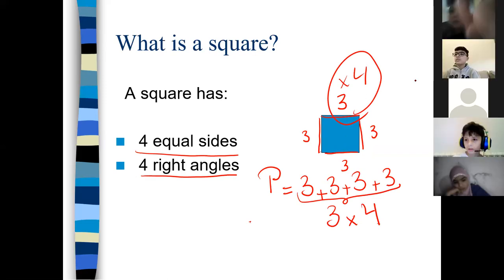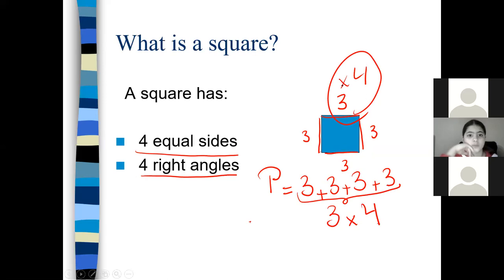So the perimeter of the square is 4 times 3. Instead of adding 3 four times, we multiply it by 4. So the rule for the perimeter of a square is 4 times. Why 4 times? Because the square has 4 equal sides. How many sides are equal? 4. So we have to say 4 times.